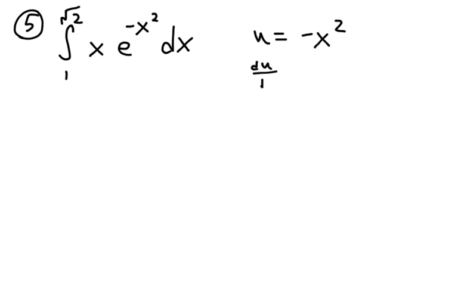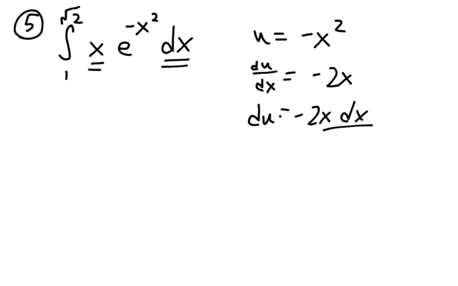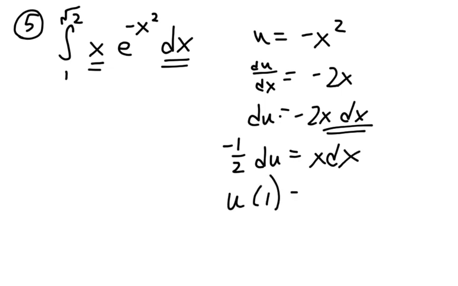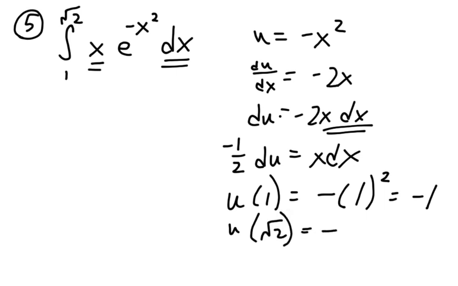du/dx is negative 2x. Multiply by dx on both sides. And you can see we have the x and the dx, so we just need to get rid of the negative 2. So we'll multiply by negative 1/2 on both sides. u of 1 is negative 1 squared, which is negative 1. u of square root of 2 is negative square root of 2 squared, which is negative 2.